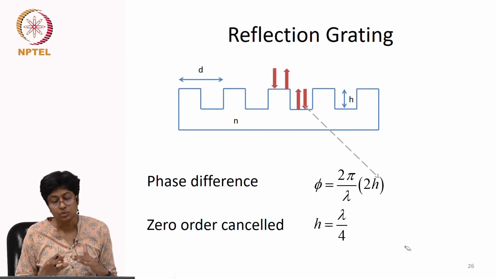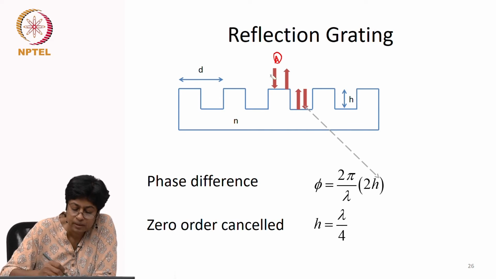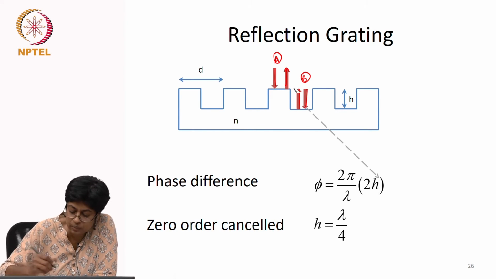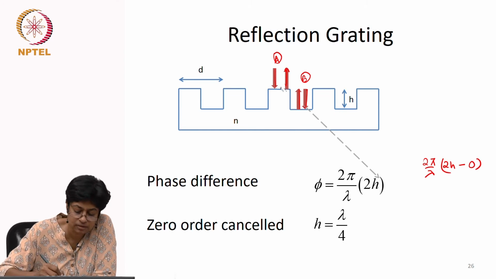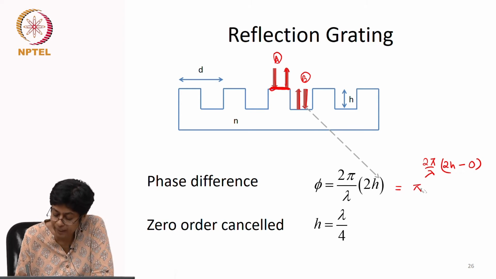Okay? I can use a similar idea for a reflection grating. Here, part A of the beam hits this surface and reflects here, whereas part B travels this distance h and then another distance h and comes here. So the phase difference now between these two is 2 pi by lambda 2h minus 0, because this hasn't, if I consider this as my base, my reference point. Okay? Again, if I set this condition to pi, this is for 0 order cancellation.